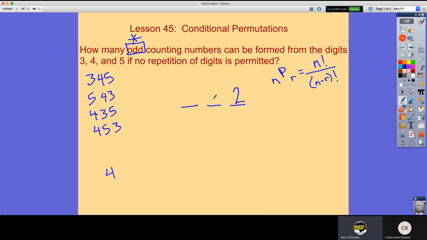How many numbers do we have left for the next spot? 2, right? If we choose a 3 for this number, we've still got either a 4 or a 5 here. If we choose a 5 for this number, we still either have a 3 or a 4 here. All right, you're going to have 2 options no matter what. Okay, so that's where this 2 comes from.